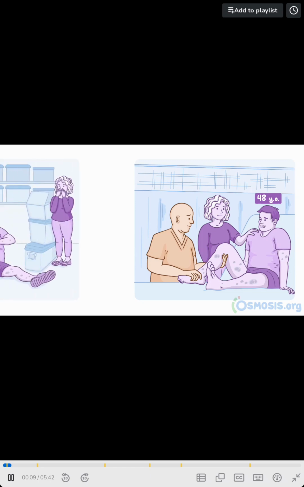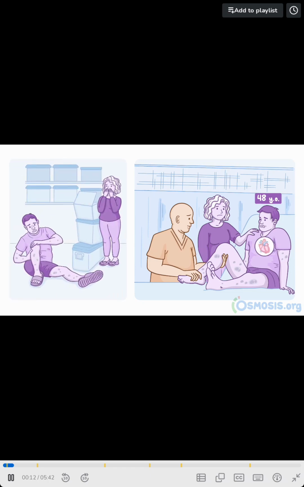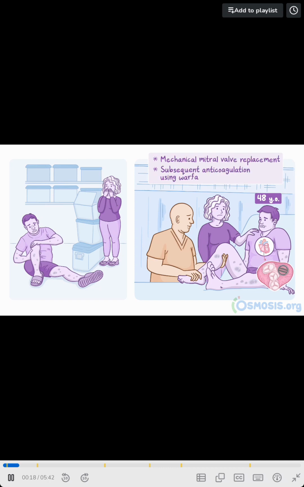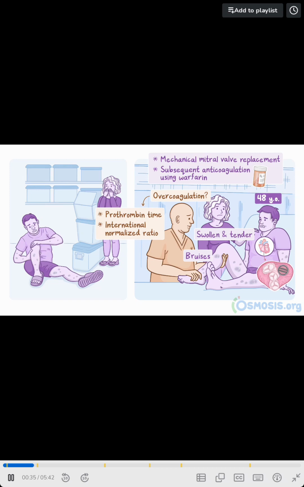Knee pain after falling while cleaning the garage. His medical history is positive for a mechanical mitral valve replacement with subsequent anticoagulation using warfarin. On assessment, the client's knee is swollen and tender to palpation. He appears pale, and there are multiple bruises on his arms and legs. Based on these findings, the healthcare provider suspects overcoagulation and orders a prothrombin time and international normalized ratio.